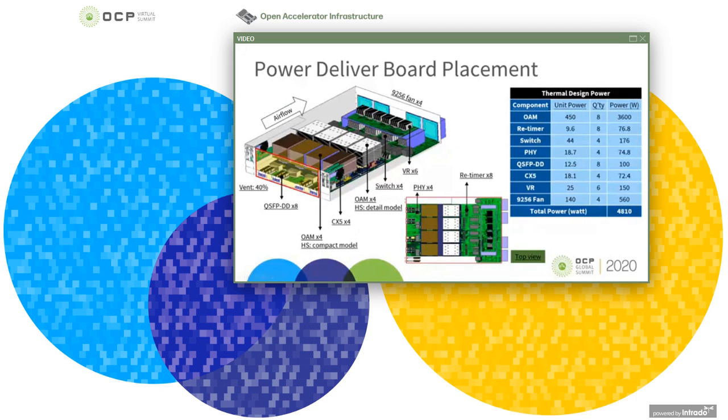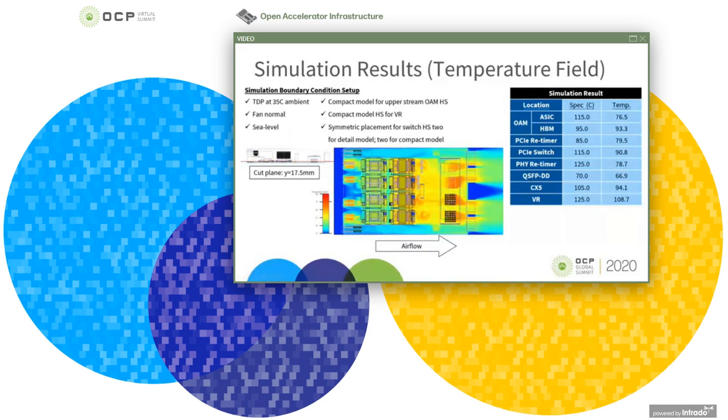Here is the system placement and the setting of component power consumption. We can just take a glimpse here. And here is the simulation result. You can see that the temperatures are all in an okay situation here. And we are doing the real test in our lab now. The results should be ready pretty soon.